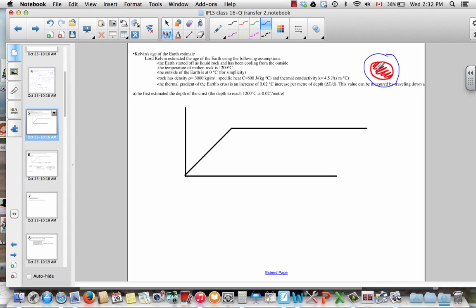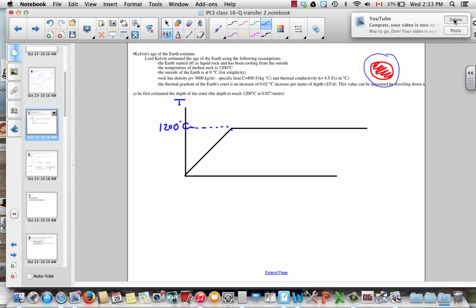Now, he knew the temperature at which rock melted. He knew it was 1200 degrees. He also knew from coal mines that the temperature dropped at about 2 degrees per 100 meters. So that's about 0.02 degrees per meter. So based on that, he was able to work out what the thickness of the crust is right here. That's D.